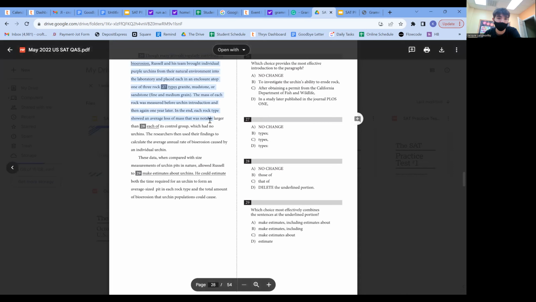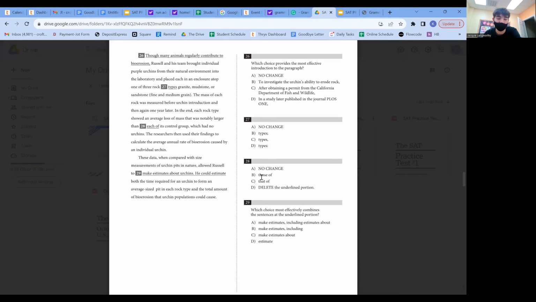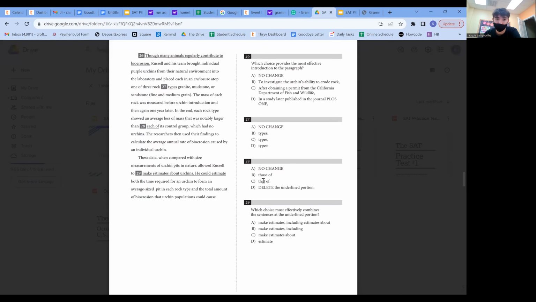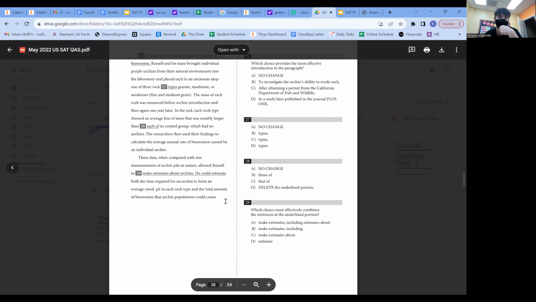28: was notably larger than each of its control group. Then each rock type showed an average that was notably larger than each of its control group. That doesn't make sense, so it can't be A, those of, that or that of, or delete. 28 is going to be C, that of, because it's bigger than the average of the group, which is singular.